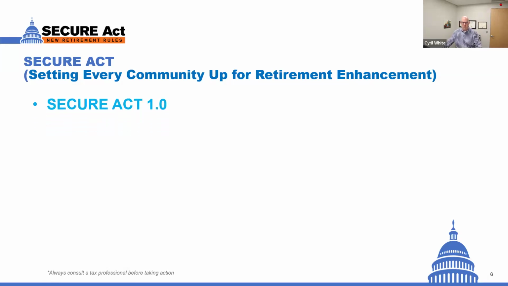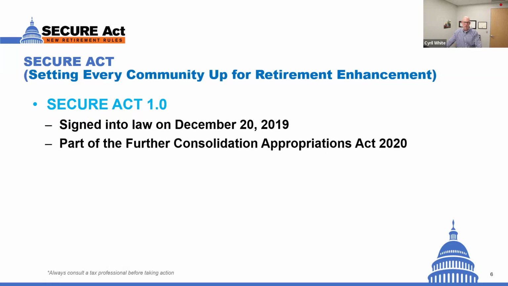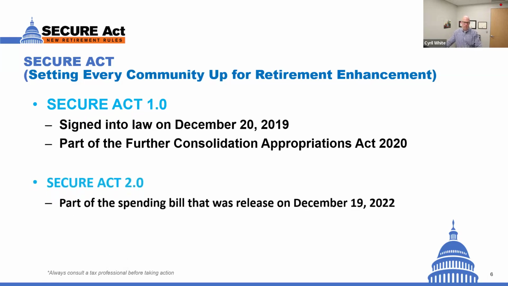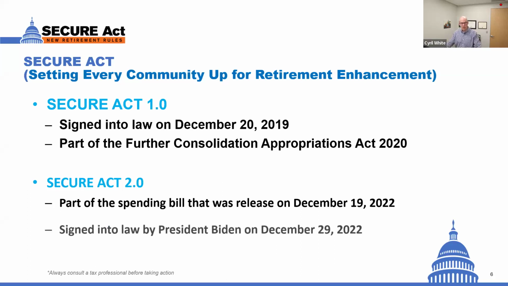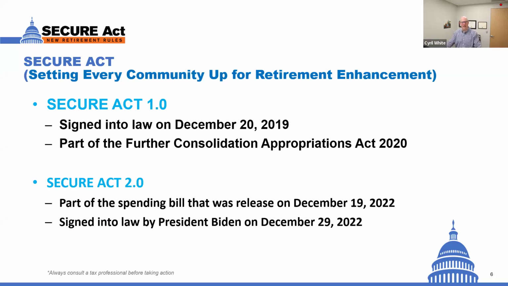Secure Act 1.0 was passed into law on December 20th, 2019. It was part of the Further Consolidated Appropriations Act of 2020. Secure Act 2.0 was part of a spending bill that was released on December 19th of 2022 and was signed into law by President Biden on December 29th of 2022. So these are very recent laws that have been enacted.